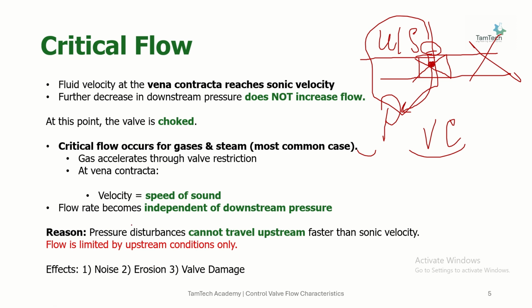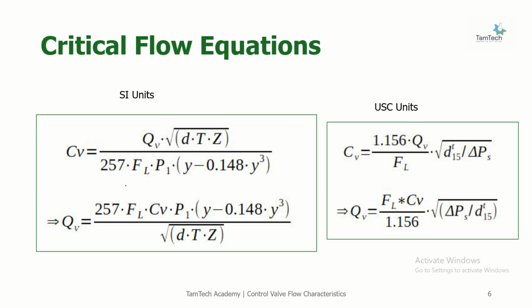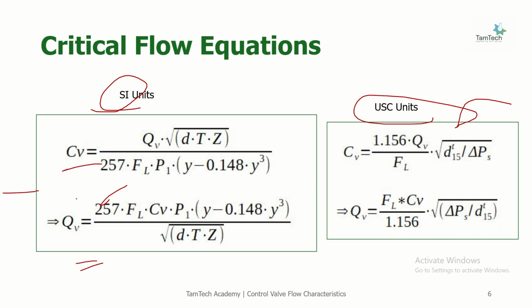If we see the general critical flow equations, we have two options: the SI unit and the USC unit, which is the US customary units. So two types of equations are available, but it's the same equation. You shouldn't be afraid of the equations, whether we want to find CV or QV. In this general CV equation, you have QV, you have FL, the liquid pressure recovery factor, and P1, the inlet pressure, and so on. But you also have DTZ and Y, and these values make the result more definite.